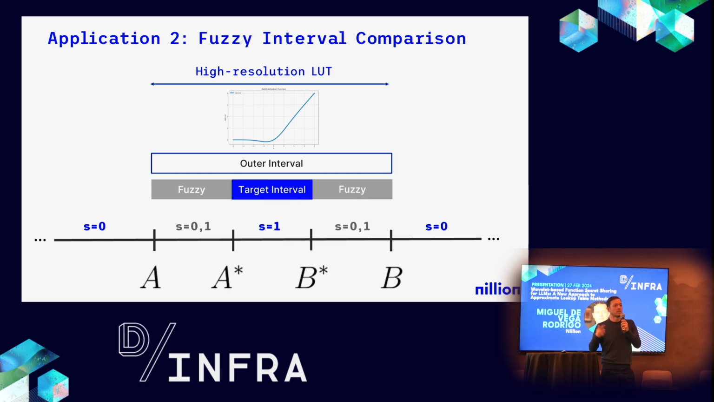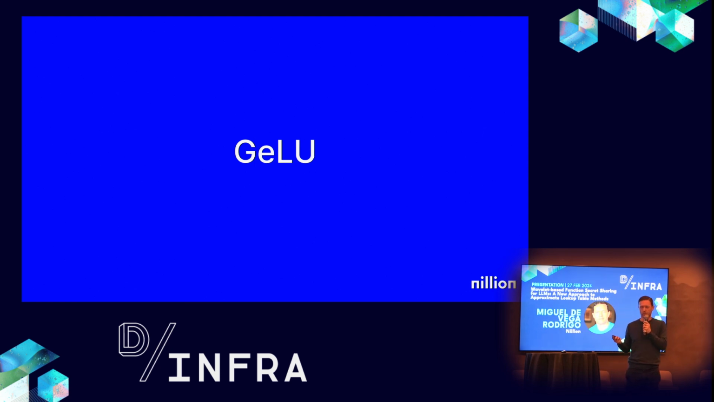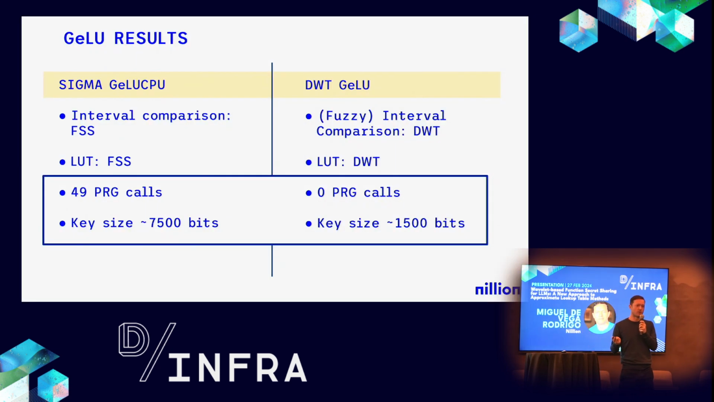And then outside of that, in this case for GLU, we're going to use the ReLU, which is built with a comparison, but in general, it could be another lower resolution lookup table. So we applied this to GLU just to see how it works and compared it to the best construction of GLU that is based on function secret sharing that is provided by Sigma.